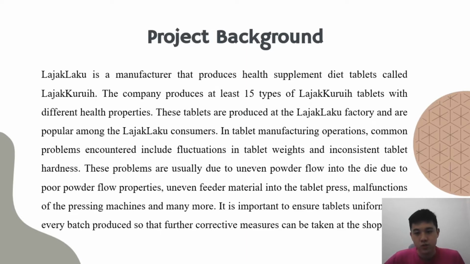So in tablet manufacturing, the common problems encountered include fluctuations in tablet weights and inconsistent tablet hardness. So these problems are due to the uneven powder flow into the die due to poor powder flow properties, uneven feeder materials into the tablet press, and malfunctions of the pressing machines, and many more. So it is important for us to ensure the tablets are uniform for every batch produced.